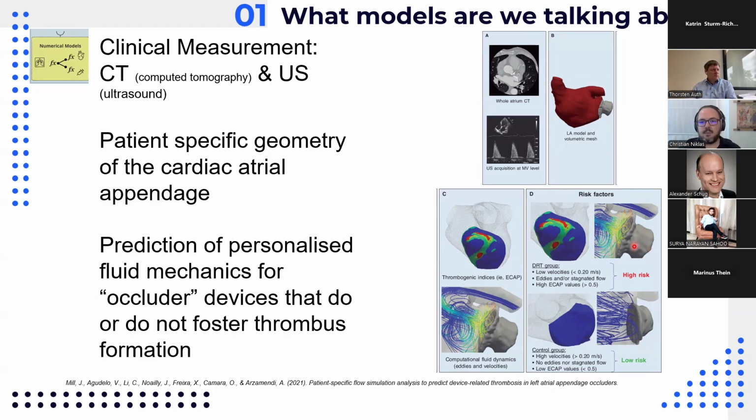And they did computational fluid mechanics on these specific anatomies of the heart and tried to predict which geometry of these occluders would be high risk or low risk for clot formation. So you wouldn't put somebody with a specific device if they had a worse outcome afterwards. So that would be eventually informing better treatment.